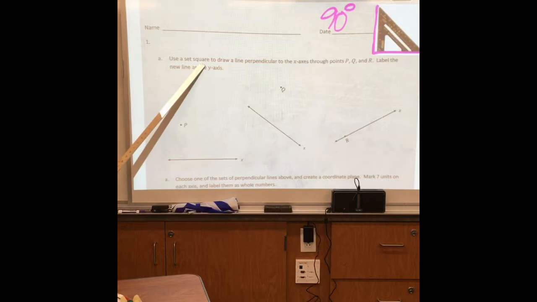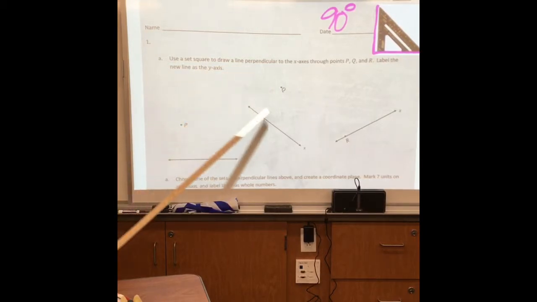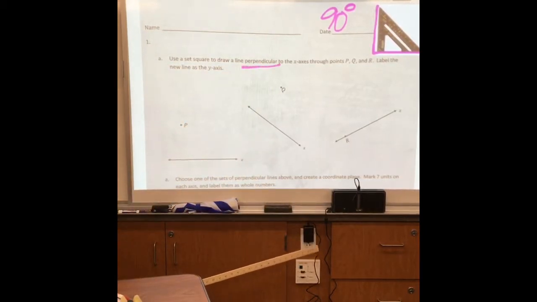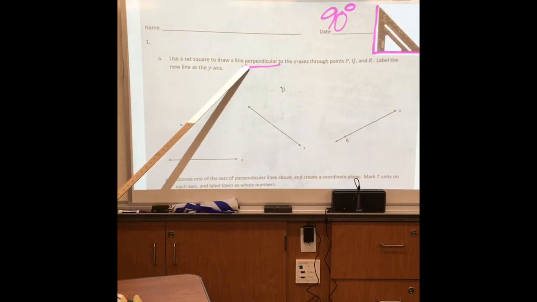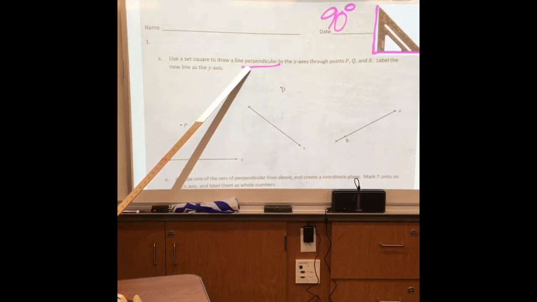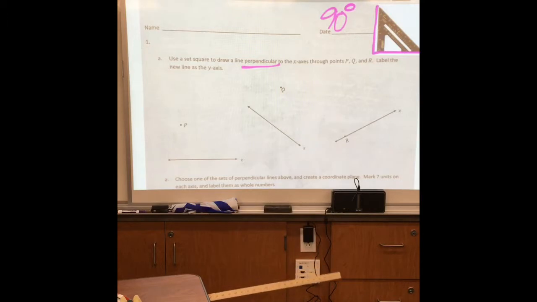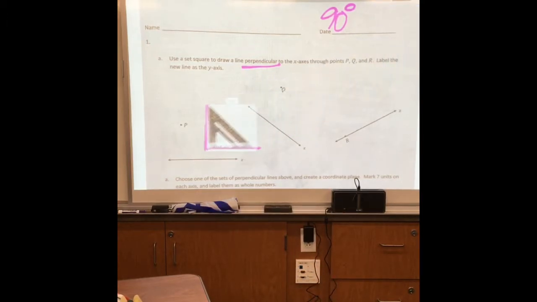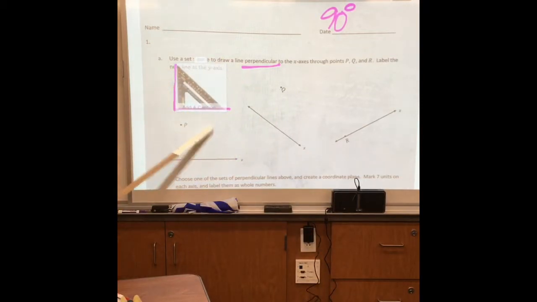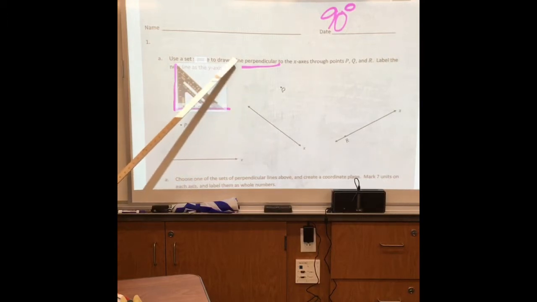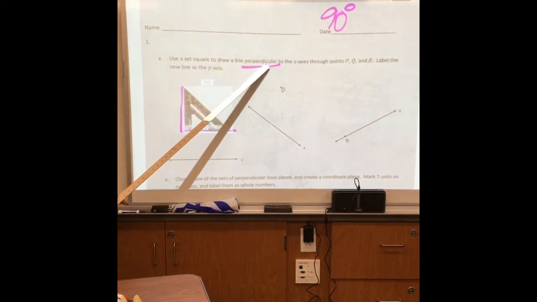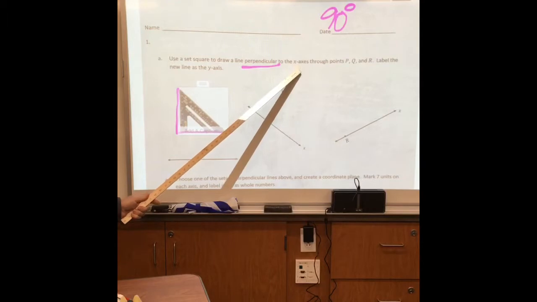So it says use a square to draw a line. Whoa, what's that big giant word right there? I'm unfamiliar with that. Perpendicular. What's perpendicular? Well, I'll tell you what perpendicular is. You're with the right guy today for perpendicular. Perpendicular is the 90-degree angle, and it's going to say draw a line perpendicular to the x-axis.